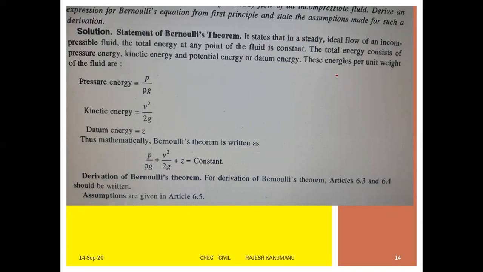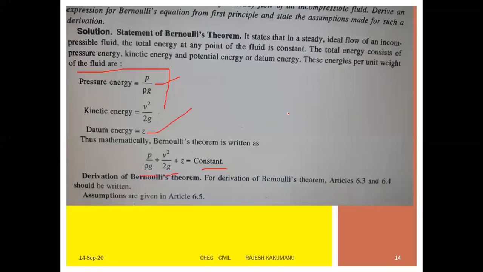So keep in mind the formula: pressure energy is P by rho g. To find the pressure energy, P by rho g. To find the velocity or kinematic energy, the velocity head, V square by 2g. Datum energy is symbolized as Z. Thus mathematically the Bernoulli's theorem can be written as pressure head plus velocity head or kinematic head plus datum head is equal to constant. P by rho g plus V square by 2g plus Z is equal to constant, right?